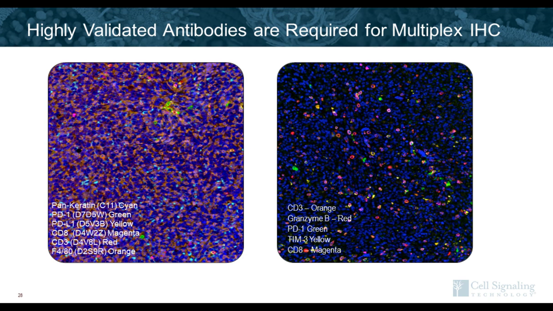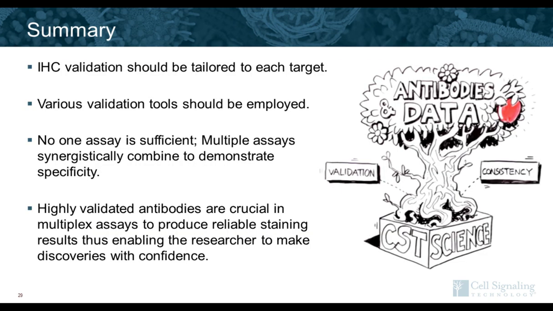As I mentioned earlier, there is no way to determine if the staining of these mouse-reactive panels is specific without first validating each antibody in a single-plex setting using the tools discussed here today. So in summary, IHC validation should always be tailored to each target, and various validation tools should be employed. No one assay is ever sufficient. Multiple assays synergistically combine to demonstrate specificity. Highly validated antibodies are crucial in multiplex assays to produce reliable staining results, thus enabling the researcher to make discoveries with confidence.